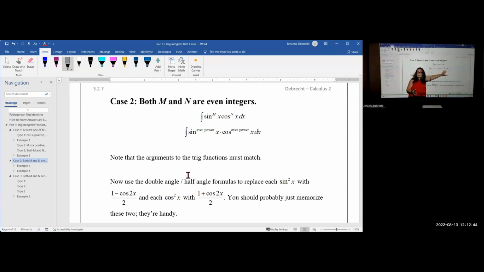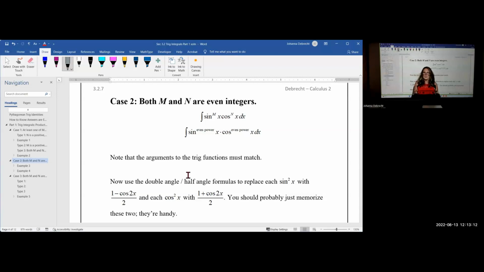Again, it doesn't have to be x, but the arguments do need to match, all right? So these types, you need to have the argument matching. This is case 2. Now what we're going to do is use that double angle, half angle formula to replace each sine squared with 1/2 times 1 minus cosine of 2x, and each cosine squared with 1/2 times 1 plus cosine of 2x. You might as well go ahead and memorize these.